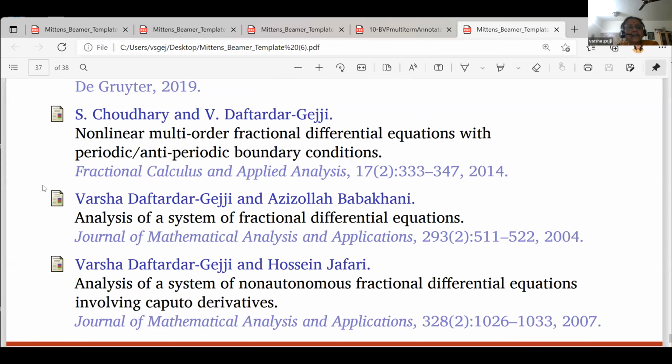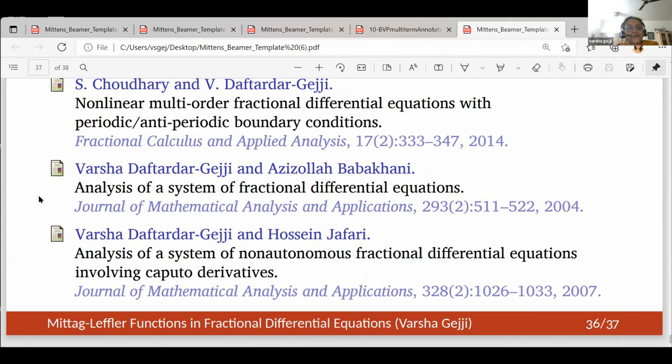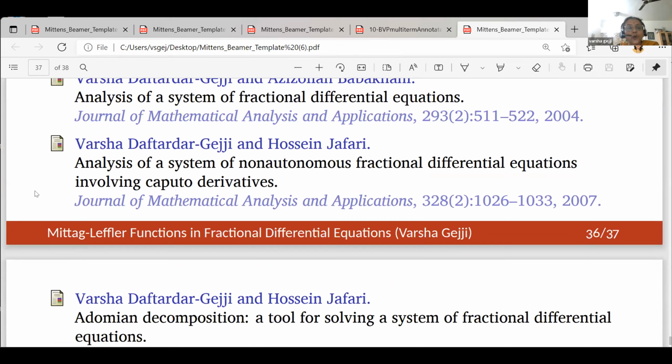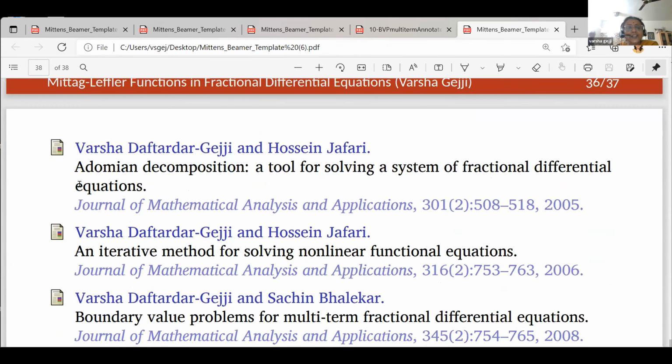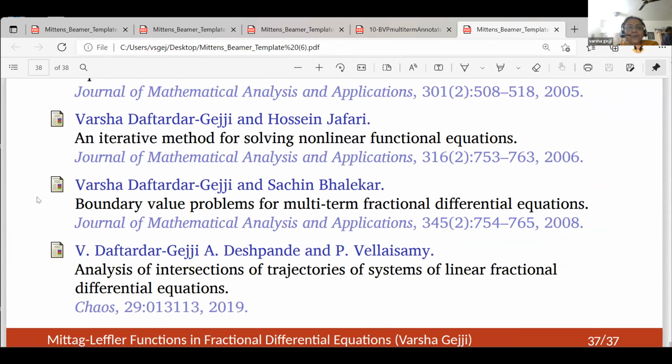Then these are the list of our papers where we have done the analysis of systems of fractional differential equations, non-autonomous with Caputo derivative, and the Adomian decomposition and new iterative method, using which we have solved a very large number of examples and obtained the variants of Mittag-Leffler functions as solutions of fractional equations, fractional boundary value problems, multi-term fractional equations, systems of fractional equations. And finally, this is the paper where we studied analysis of intersections of trajectories of systems of linear fractional equations, which has appeared in. So with this, I stop here, and if there are any questions, I would like to address.